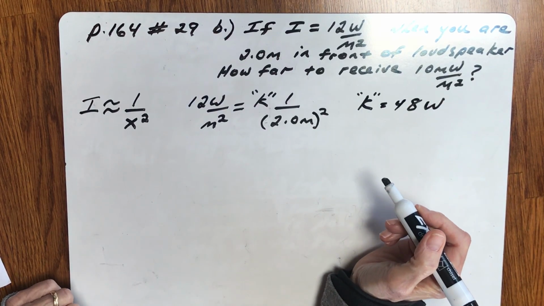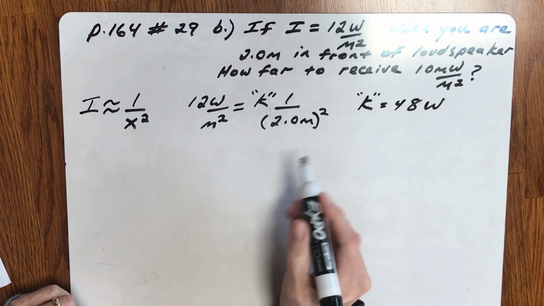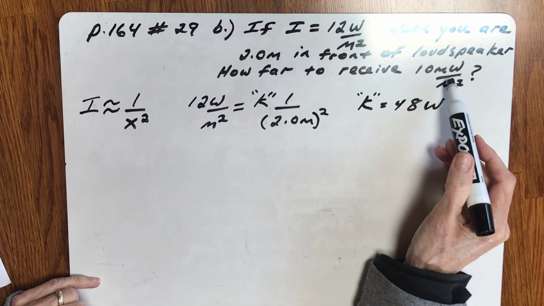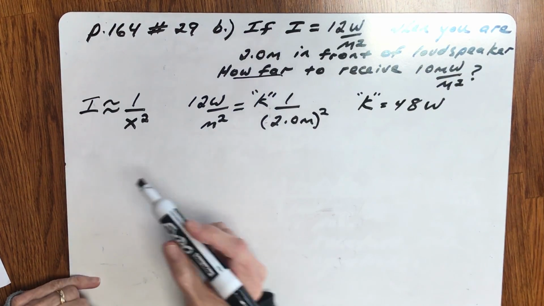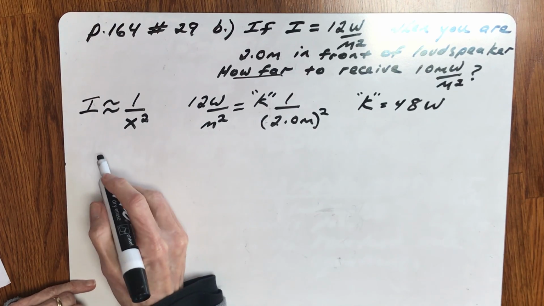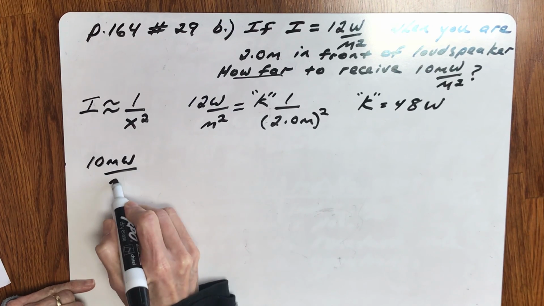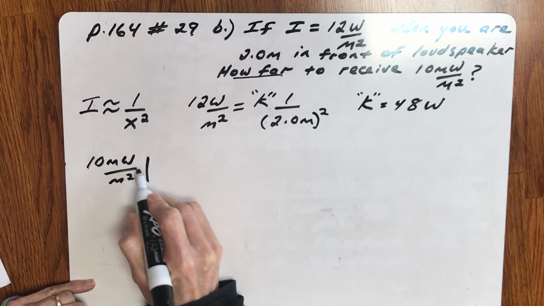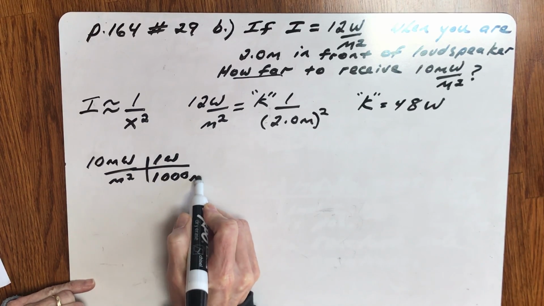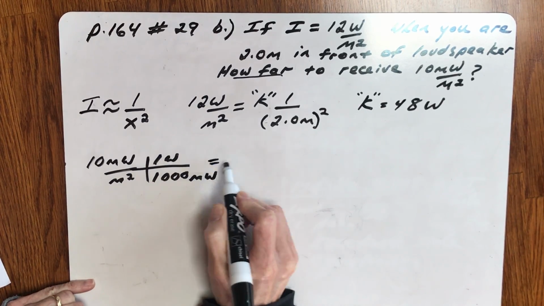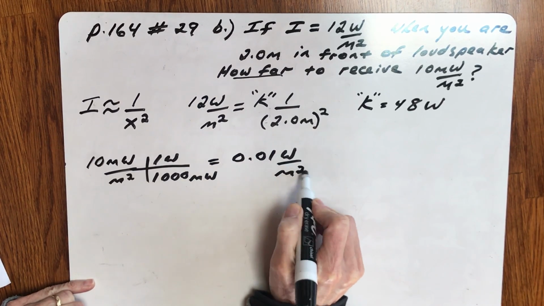All right, so then what I have to do is I'm trying to find out the distance, how far I would have to be to get 10 milliwatts per meter squared. So the first thing that I'll do is convert the 10 milliwatts per meter squared to watts, and that's the easy calculation, 1 watt over 1,000 milliwatts, and I get a value of 0.01 watt per meter squared.